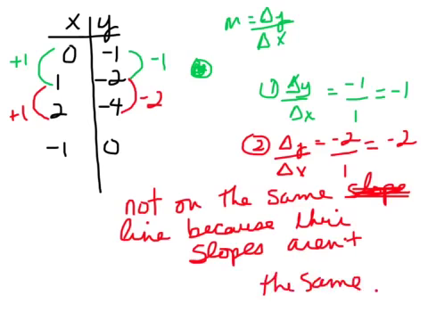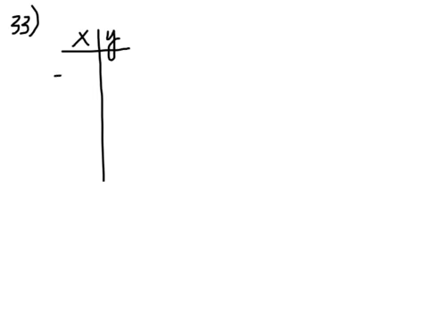Let's do another one of these just to make sure we got this. Okay, so for 33, I'm going to do what they do. I'm going to put it in a table. Plus, we already saw that was kind of a cool way to get the slope just because it was a little less work.